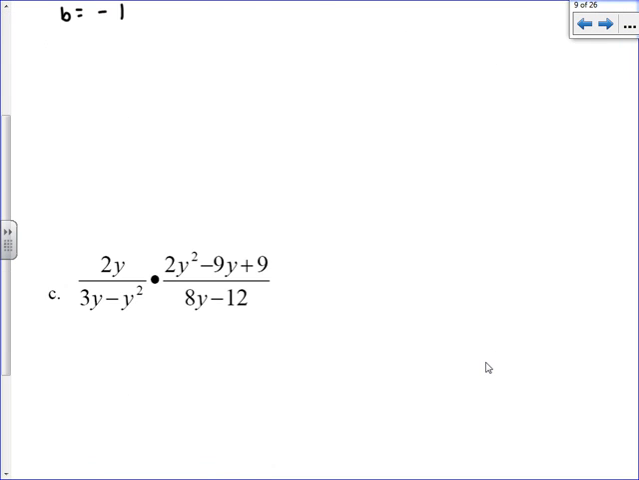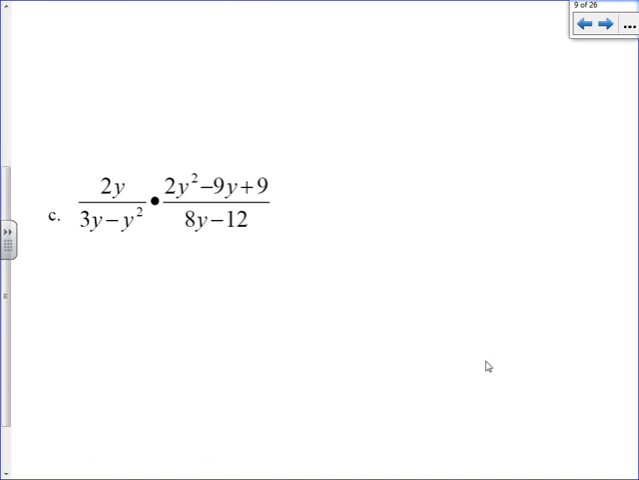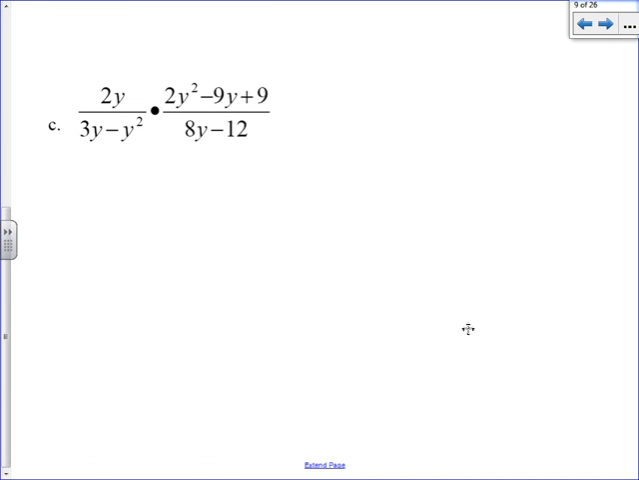All right, factoring on C is a little bit more difficult on some of them, a little easier on some of them. So let's just go piece by piece. When you're asked to multiply rational expressions, factor, factor, factor, factor. So first, can I factor 2y? No, I'm just going to leave the first numerator as 2y. All right, next thing I'm factoring is 3y minus y squared.